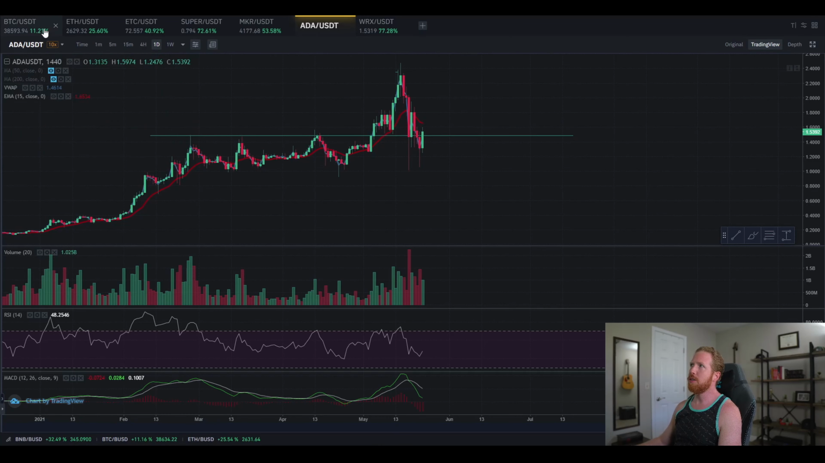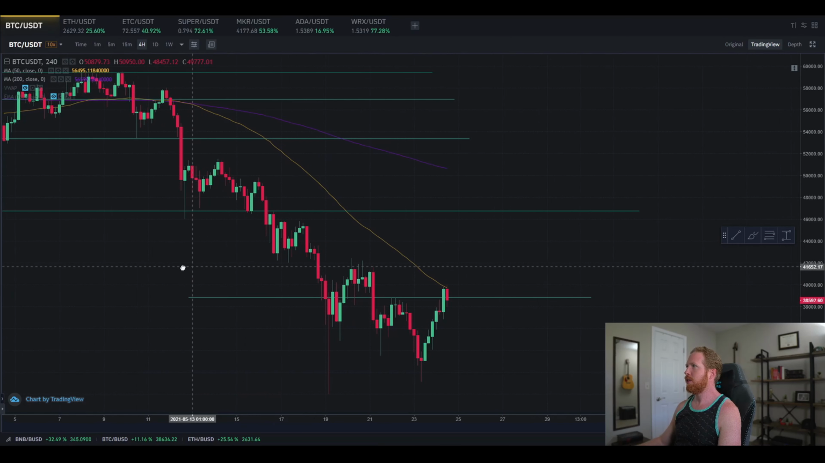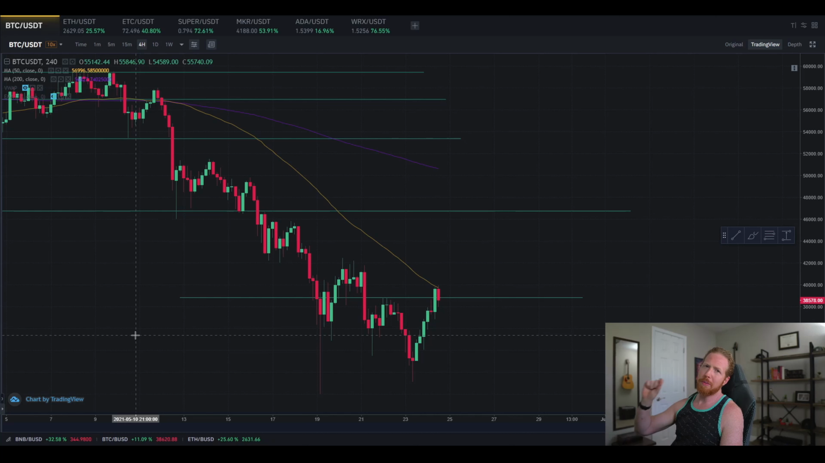So let's look at Bitcoin first. Now this is, first of all, a Binance trading application, the Binance desktop app on my PC. I use TradingView in the top right-hand corner. You can just click on it there to enable what you see here outside of the original that is default.